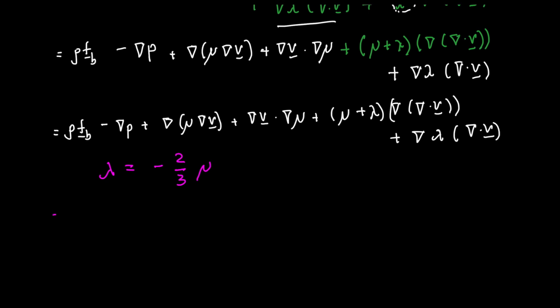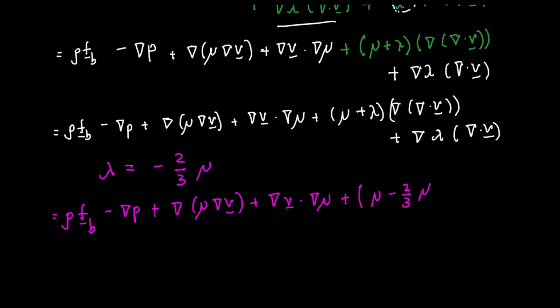Let me just continue with this. Minus P plus lambda delta V. This stuff remains the same. Okay, so at this point in time, guys, wherever we see lambda, we need to replace it with negative 2/3 multiplied by the viscosity. So here is the viscosity minus 2/3 into this.